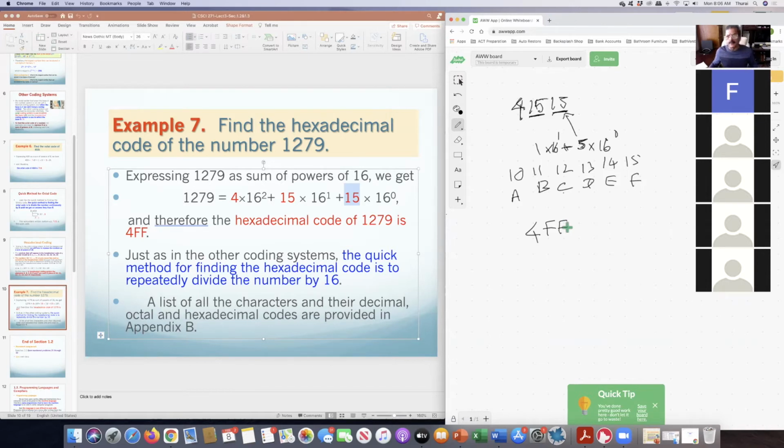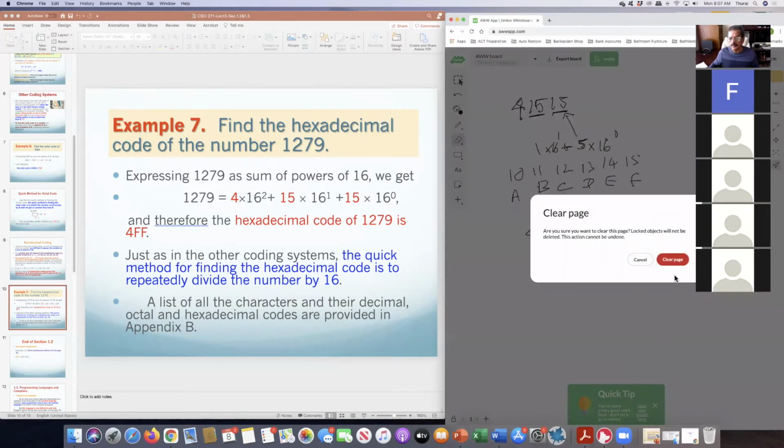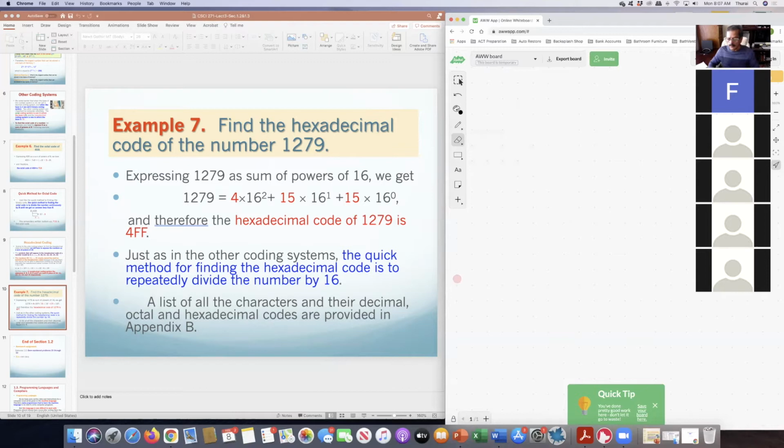The shortcut method is also available for any coding system. Let's see how that works. Oops, I don't have that written, but basically you divide the number by 16 repeatedly, just like the other ones, and write the remainder on the side. Maybe I can show you quickly. Clear the board. You can use a calculator, you're not expected to do everything in your head.